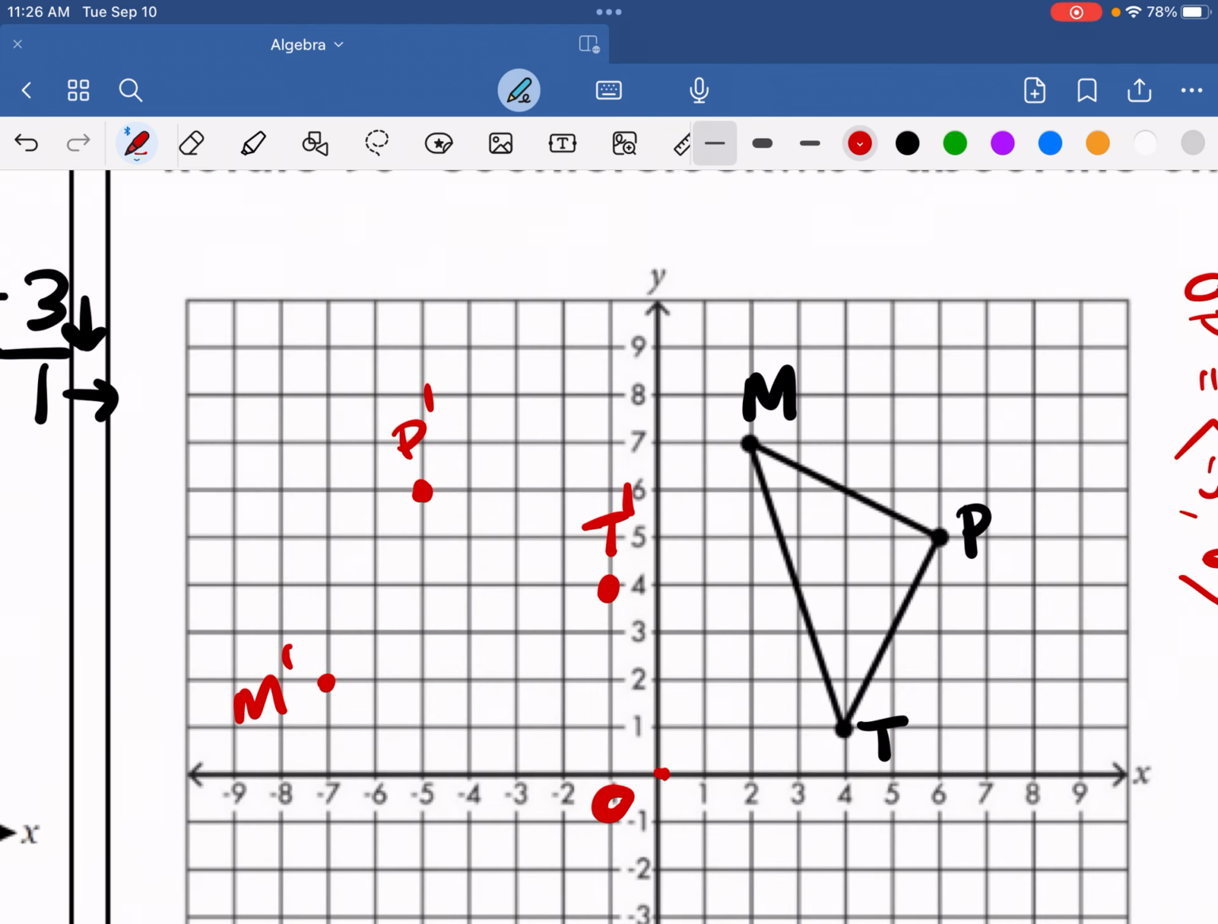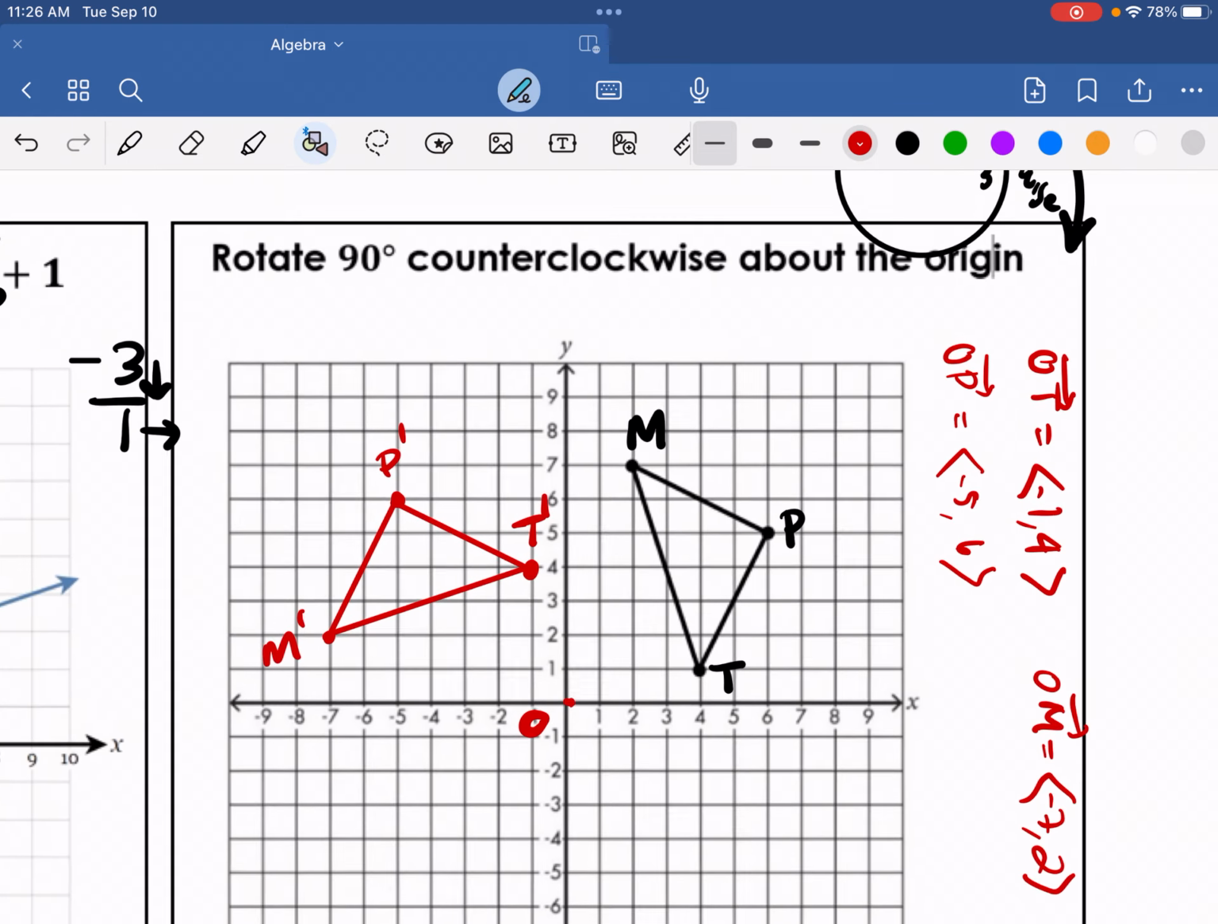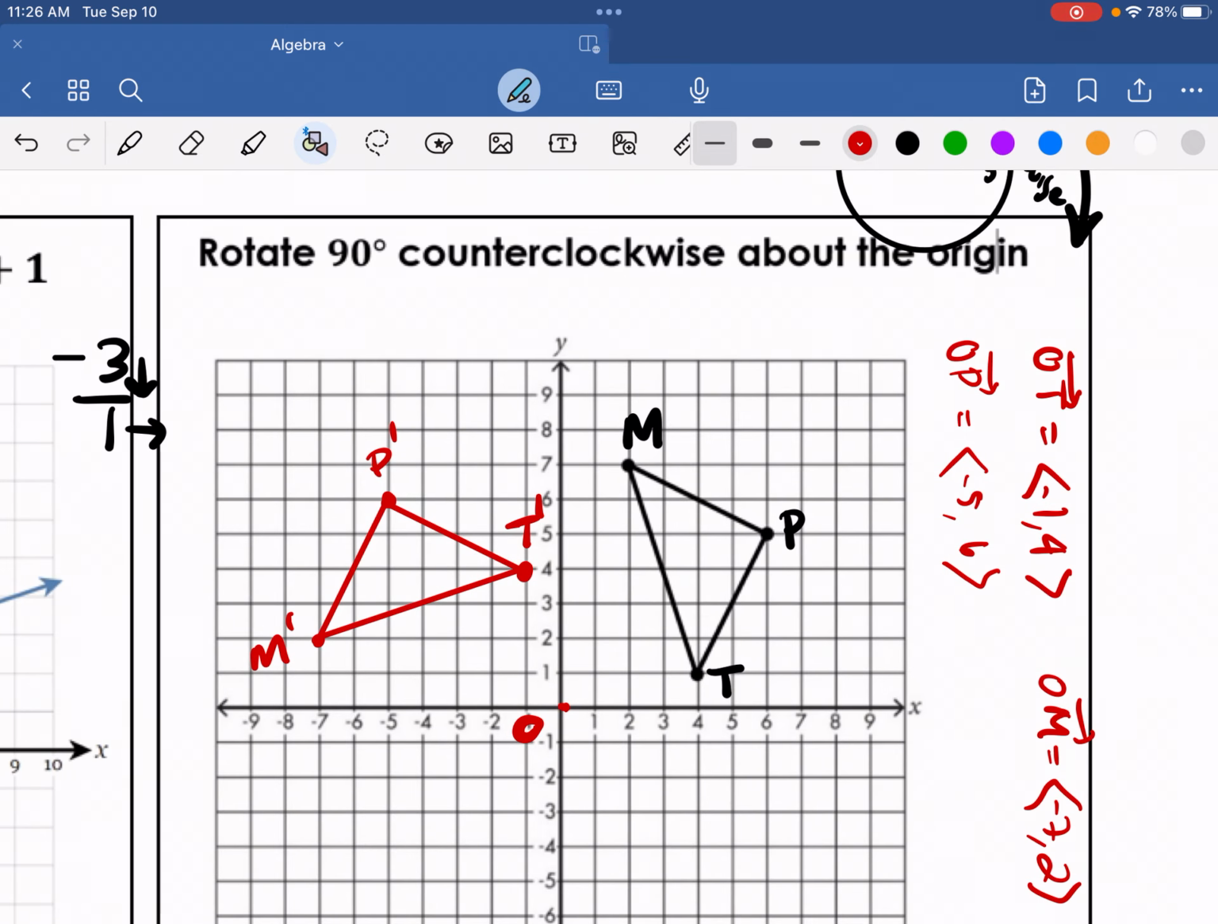Because it started at the origin, there is a pattern. If you analyze 2 of the coordinates, you should be able to notice it. M was at 2, 7. But now M prime is at -7, 2. So what happened is they switched. It turned to Y, X, and the 7 became negative. So it's negative Y comma X. If you did pull up the rule, this is the rule. I'm going to show you how to do that with vectors now.